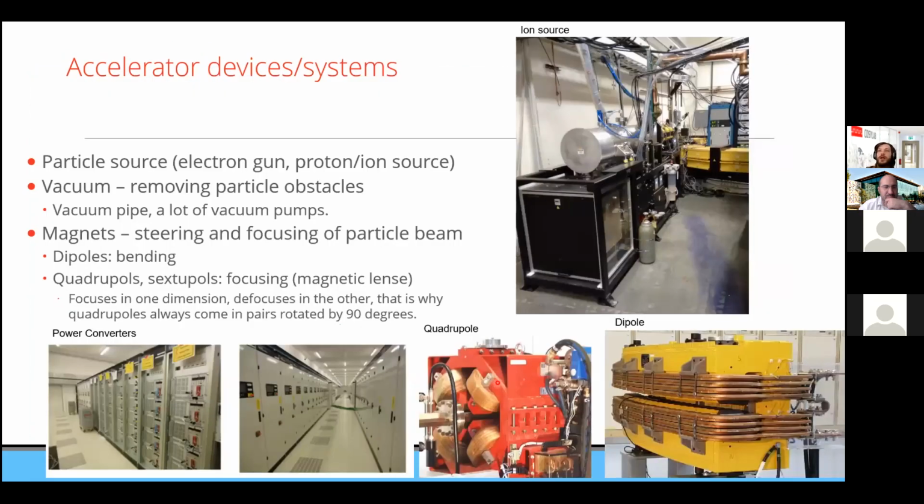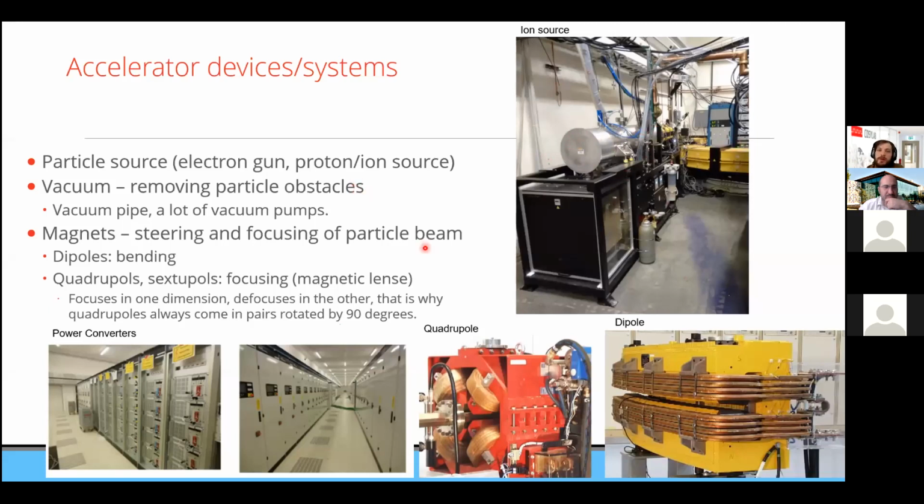Let's check what these elements look like. Ion source: for example, here is the ion source for hydrogen. Here is the hydrogen tank, and you put the hydrogen into this chamber where an electromagnetic field separates the electrons, and only the hydrogen protons stay. Then you extract them and put them into the accelerator.